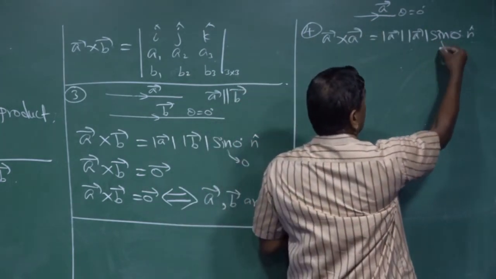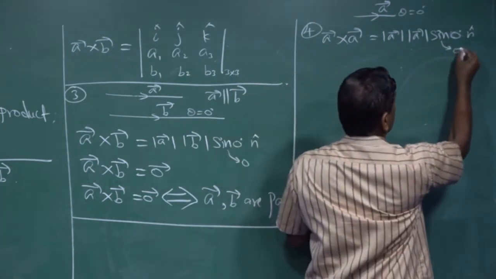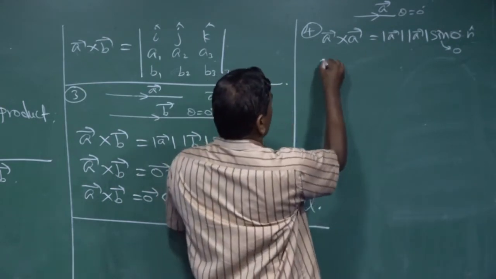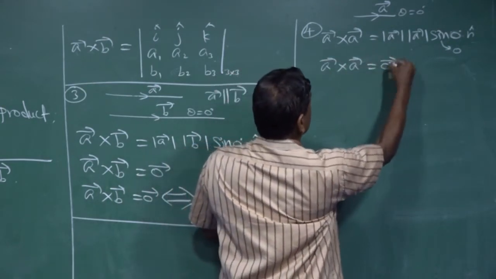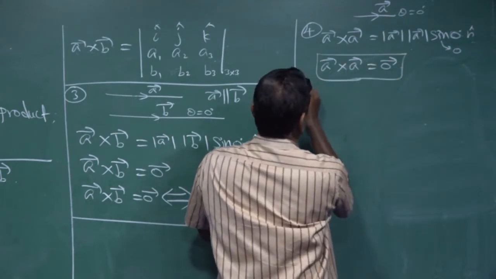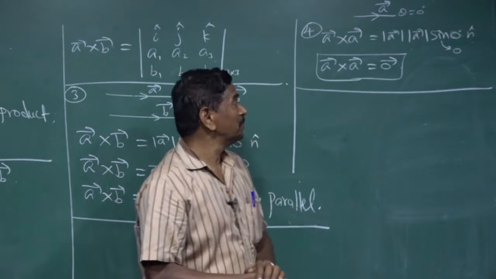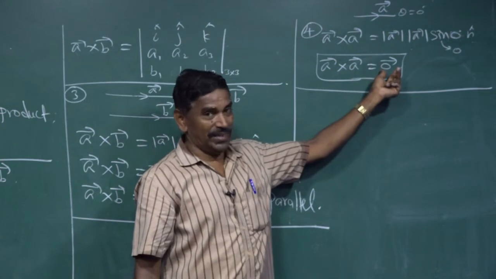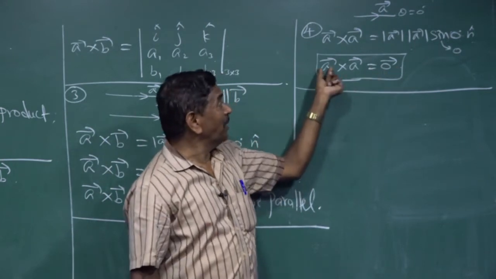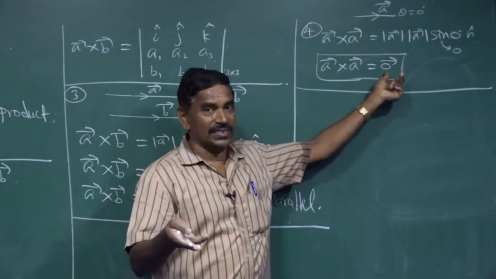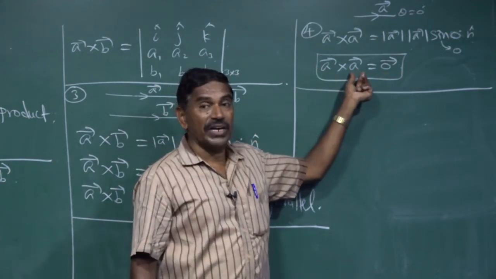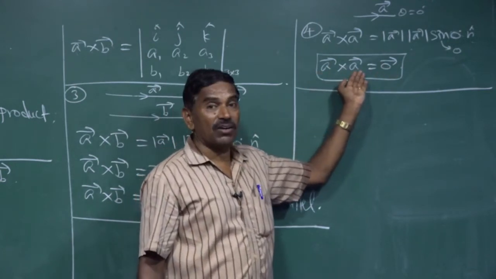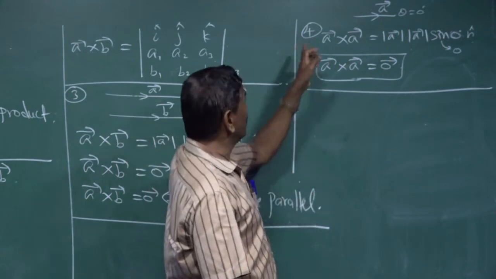Can you tell me what is sine 0? Very good, 0. 0 into anything is 0. Now listen, A vector cross A vector equals 0 vector, which is the fourth formula. Listen to the concept: the cross product of a vector with itself equals 0 vector. Similarly, B vector cross B vector equals 0 vector, C vector cross C vector equals 0 vector, X vector cross X vector equals 0 vector, likewise. Which is the fourth one.